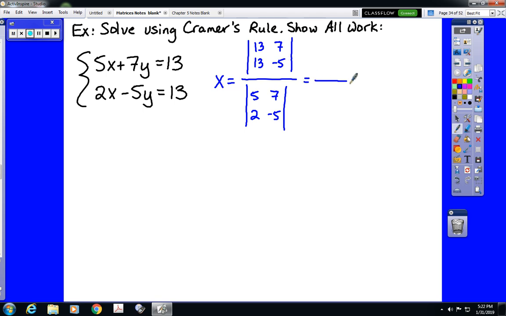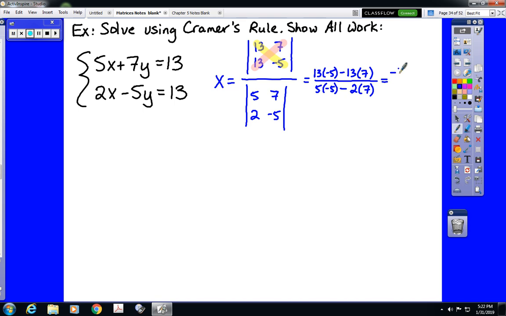Now remember how 2 by 2 determinants work. We multiply the positive diagonal and then we subtract the product of the negative diagonal. So it would be 13 times negative 5 minus 13 times 7. Same on the bottom. So 5 times negative 5 minus 2 times 7. Then we're going to simplify each of those down to a single number. So we just plug that in the calculator. 13 times negative 5 minus 13 times 7.